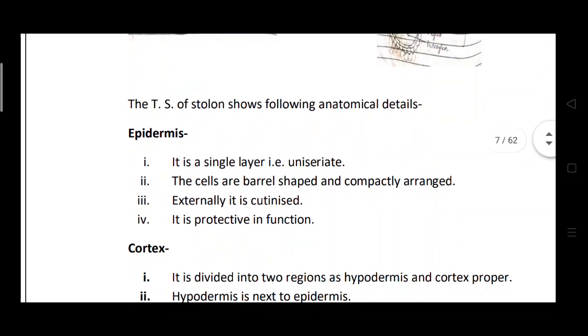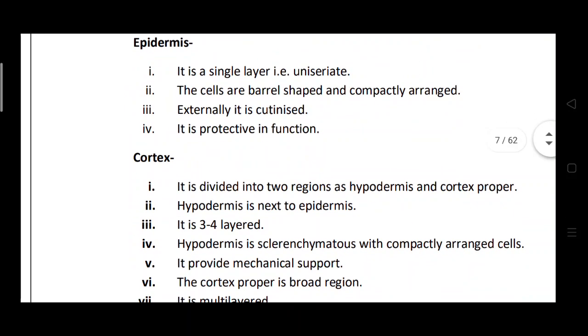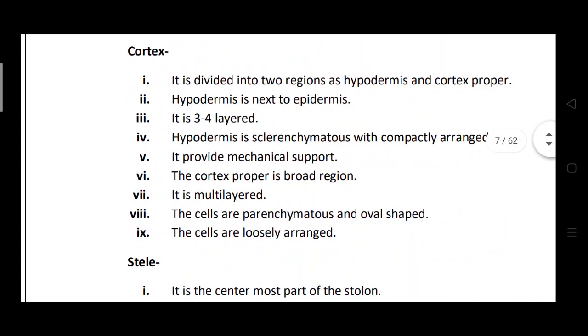Next to the epidermis there is the cortex region. The cortex region is divided into two regions: hypodermis and cortex. The hypodermis is present next to the epidermis and it is 3 to 4 layers. This hypodermis layer is made up of sclerenchymatous cells and these cells are compactly arranged. The function of these cells is mechanical support.